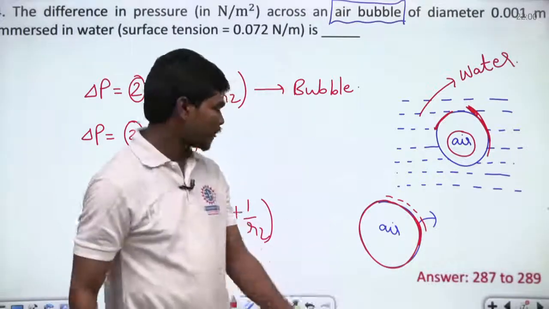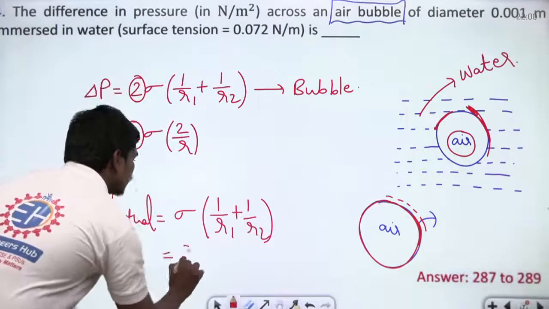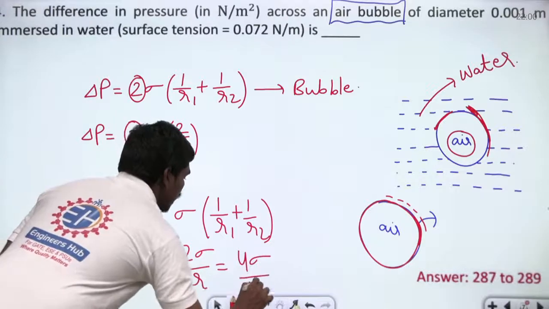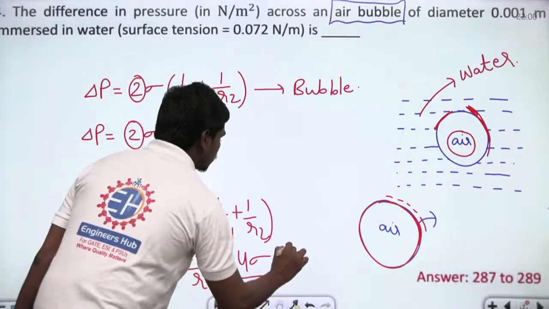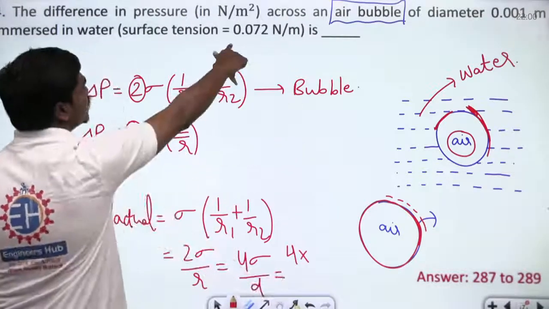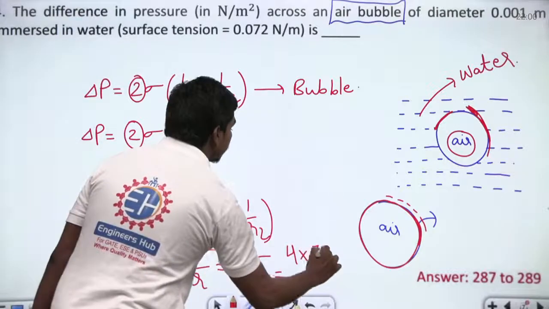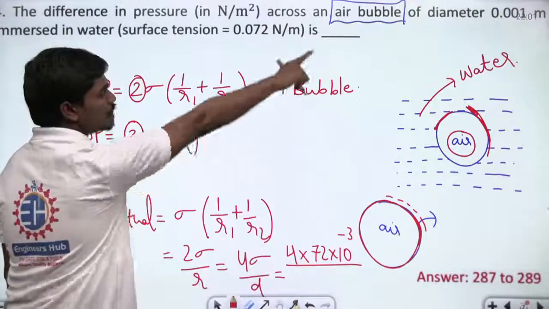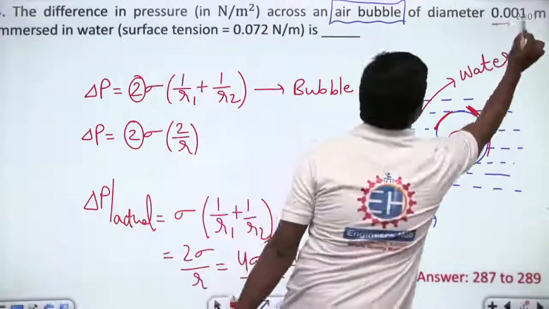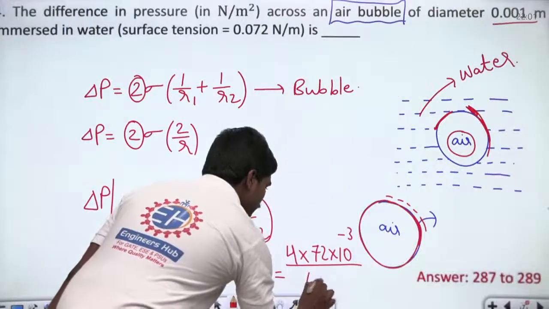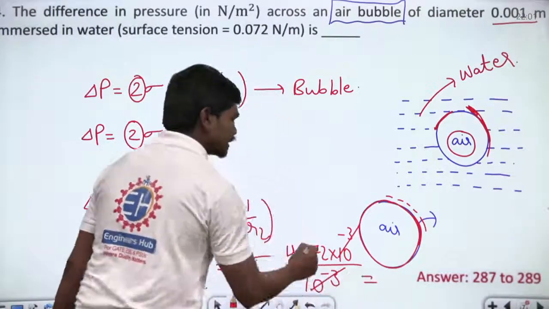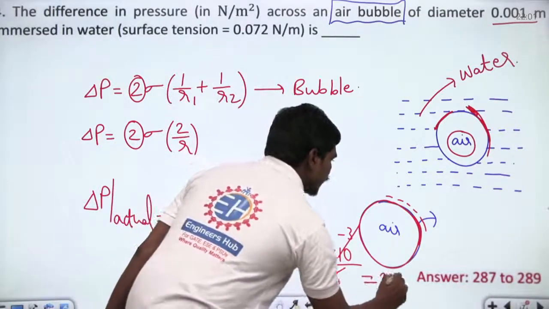Is that clear? So if you solve this, we have 2 sigma by R, which can be written as 4 sigma by D. What are the values of sigma and D given in this case? 4 times sigma, which is 0.072, so 72 into 10 to the power minus 3, divided by the diameter, 0.001 meters, which is 10 to the power minus 3 meters. If you cancel the 10 to the power minus 3 terms, the value is 4 times 72, which is 288.